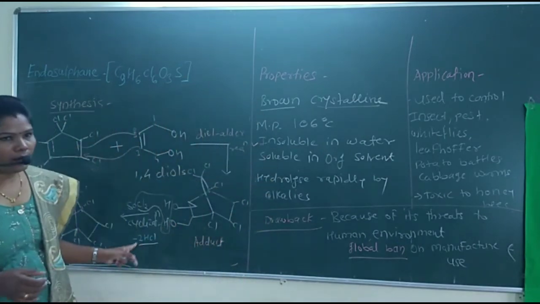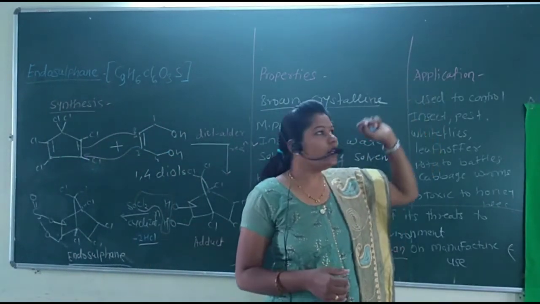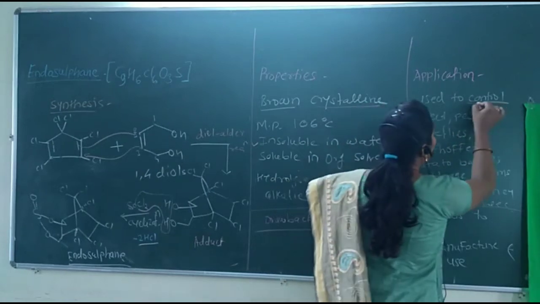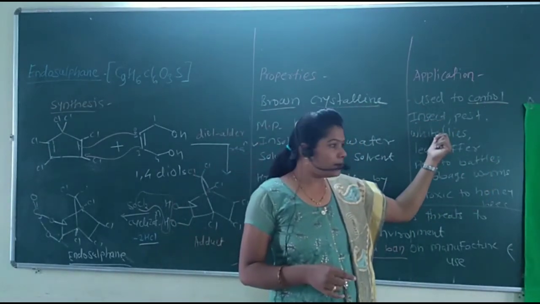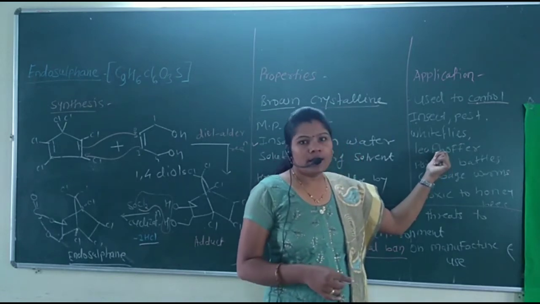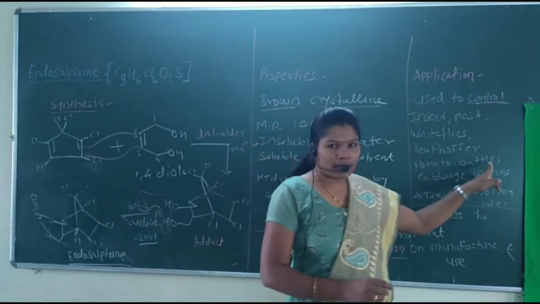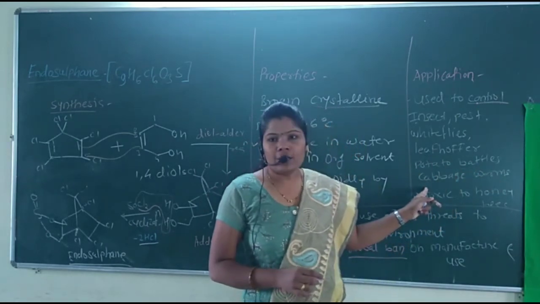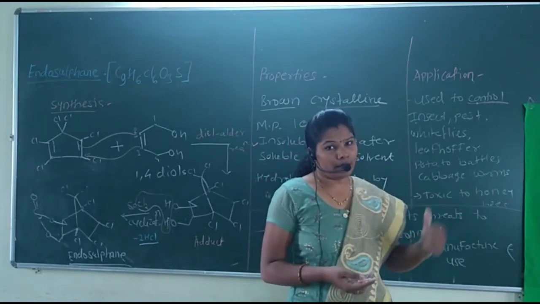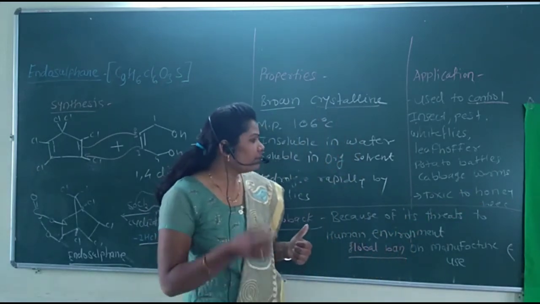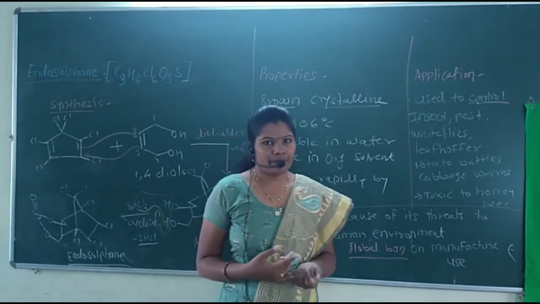Let me learn the applications. This compound is mostly used to control insect pests such as whiteflies and leafhoppers, and it is also useful to kill potato beetles and cabbage worms. It is toxic to honeybees, but less toxic to other bees.